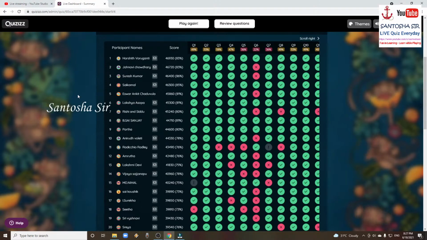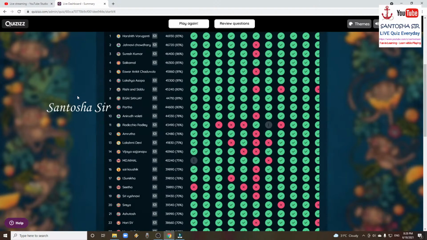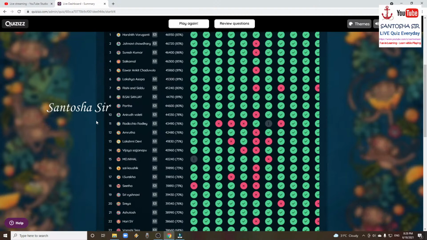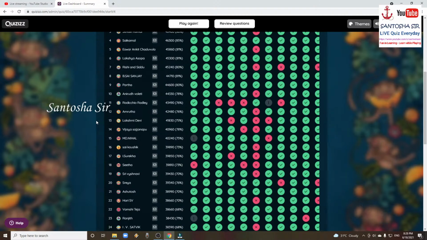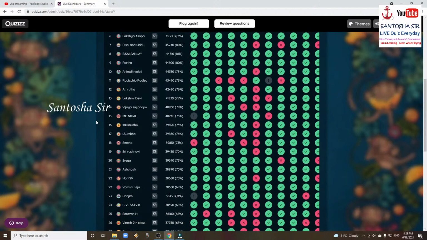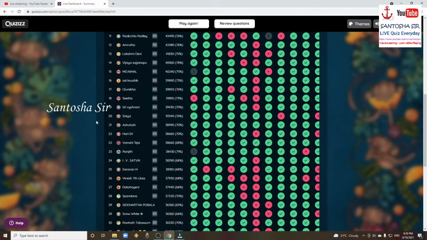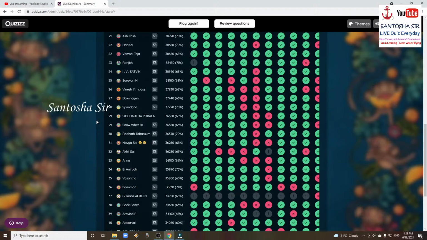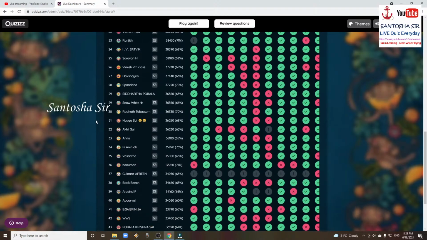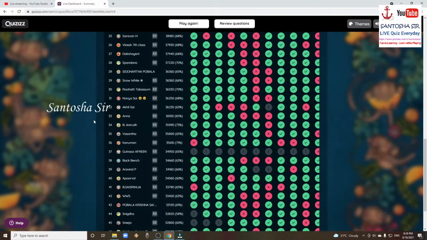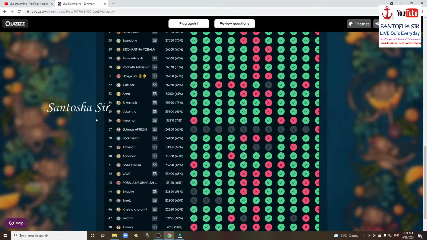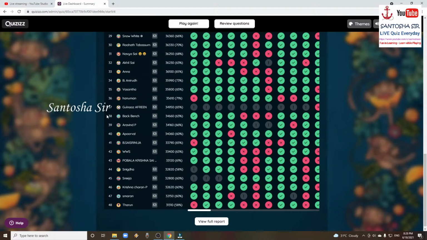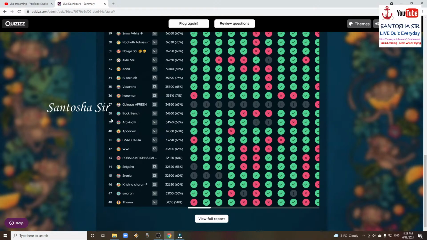We have Harshit followed by Jahnavi, Suresh Kumar, Sai Kamal, Ishwar, Lakshya, Rishi and Siddhu, Sai Sanjay, Partha, Anirudh, and many more participants. These are the 48 names that I could see on the front page.